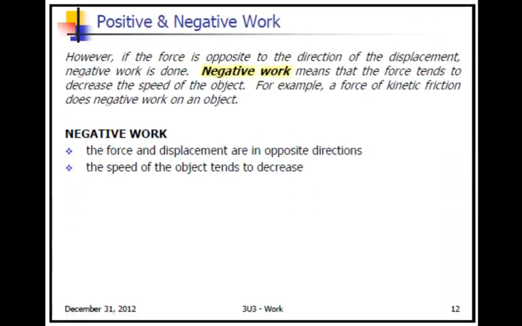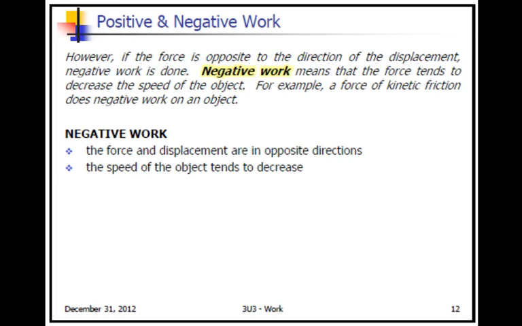So what then is negative work? Well, first let's define it. Negative work is when the force and displacement are in opposite directions, and the speed of an object tends to decrease. So what's a situation where we have a force applied and an object slows down? Well, a common one is friction.